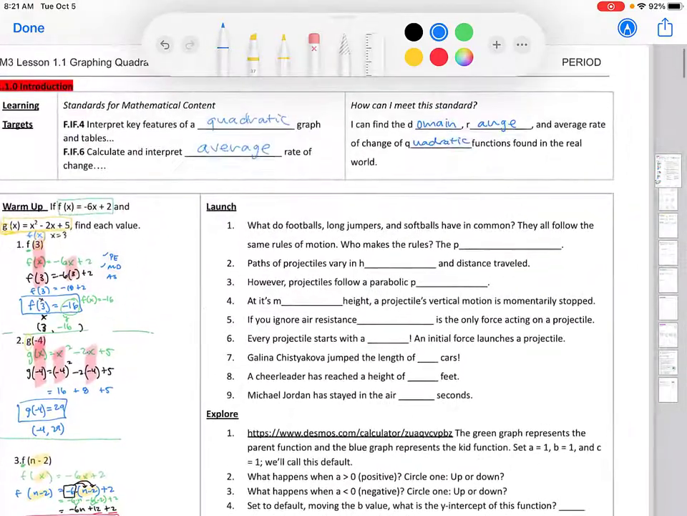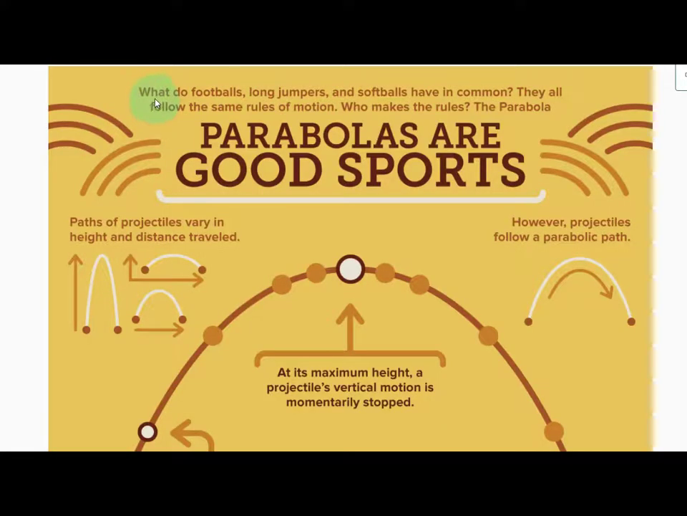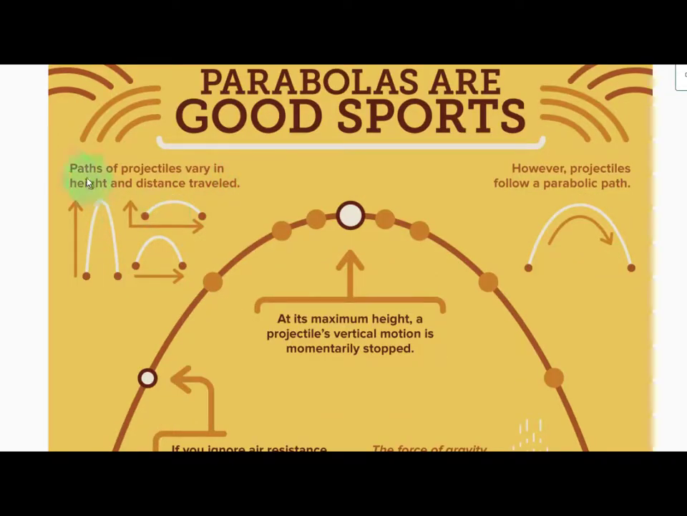All right, let's go into our riddle. What do footballs, long jumpers, and softballs have in common? They all follow the same rules of motion, but who makes those rules? The parabola. The parabola is what goes in the blank, so parabolas are good sports. The paths of projectiles vary in height and distance traveled. So you can kick a football really high in the air, or maybe you want to go long, or kind of the perfect one. However, projectiles follow a parabolic path. It looks like a U.